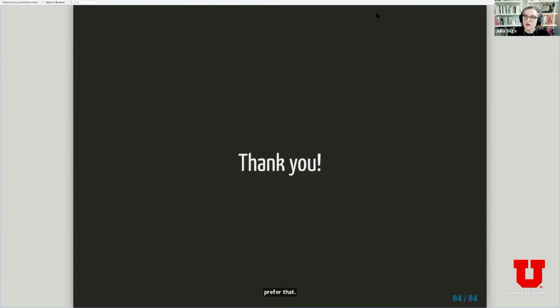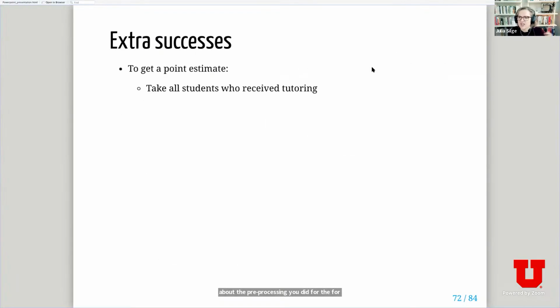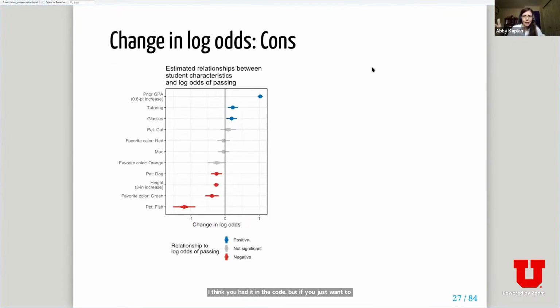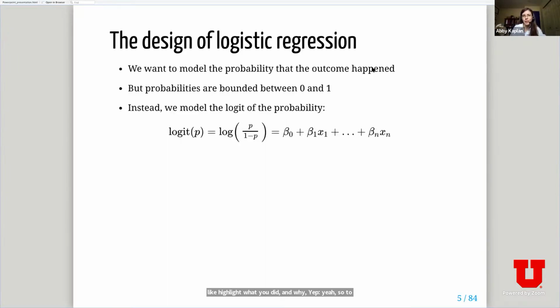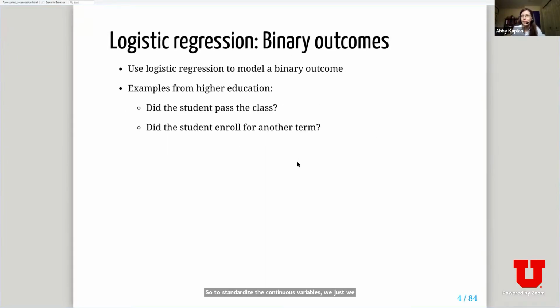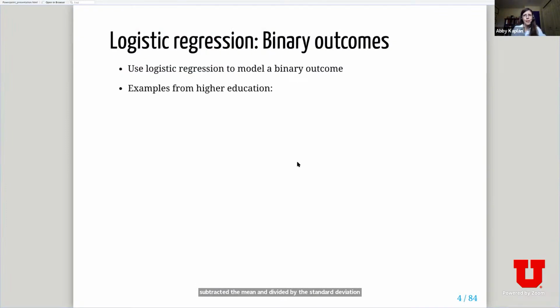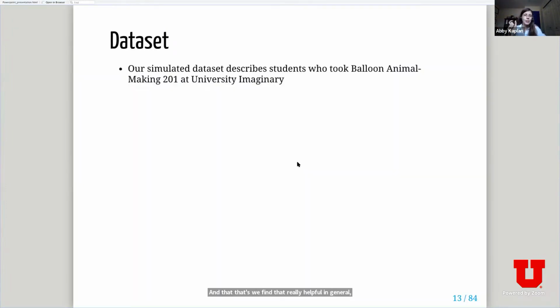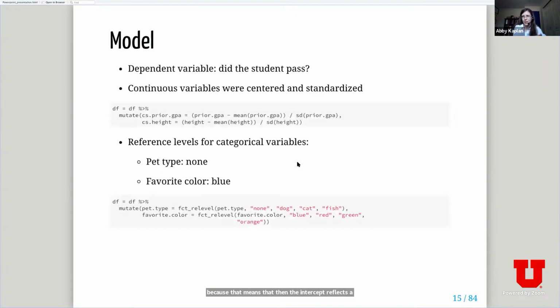I think there was one question earlier that just asked for a clarification about the pre-processing you did for the continuous variables. Yep. To standardize the continuous variables, we subtracted the mean and divided by the standard deviation. We find that really helpful in general, because that means that the intercept reflects a student with an average GPA as opposed to a student with a 0 GPA, which we hope there are many students like that. Hopefully there's not a lot of those.